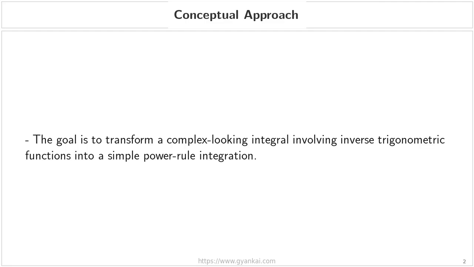Conceptual approach. This slide explains why we're doing what we're doing. The overall goal here is to take what might initially look like a complicated integral, one involving inverse trigonometric functions, and simplify it down to something we can easily solve using the power rule for integration. You'll recall the power rule states that the integral of x to the power of n is x to the power of n plus 1 divided by n plus 1. We want to get to that point.